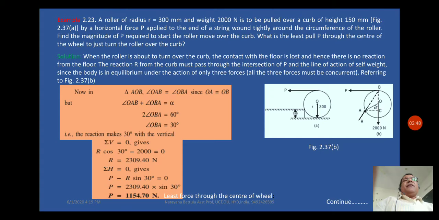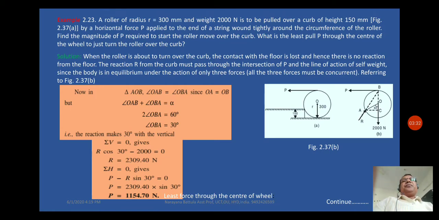Now from the triangle, angle OAB should be equal to OBA, since OA should be equal to OB because it is the radius, yes or no? And OAB plus OBA should be alpha, that is equal to 2 OAB, that is equal to 60 degrees from this configuration. So angle OBA is equal to 30 degrees. From this configuration we can get the angle alpha.